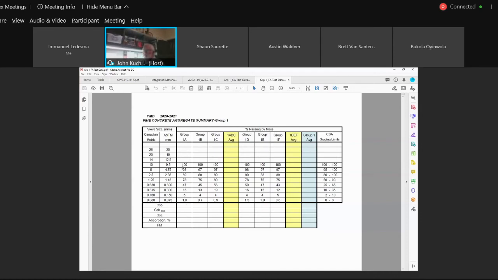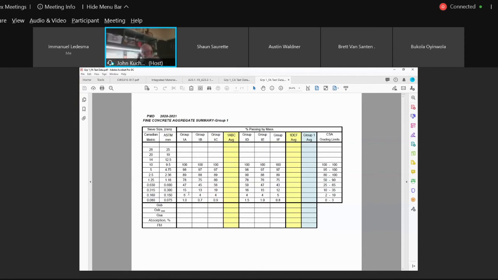So now, whether you're group 1A or 1B, calculate the FM. Remember, we just covered that. So, okay, this is 2 plus 11, plus 22, plus 53, plus 85, plus 94 will give you your FM. All I was doing is cumulative percent retained. You just subtract each one of these from 100. Okay? Piece of cake.